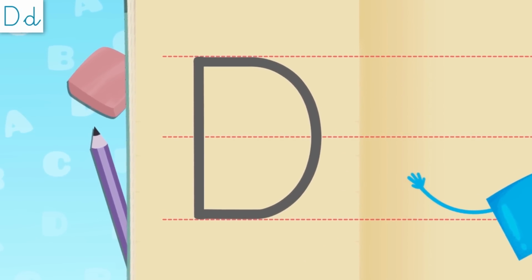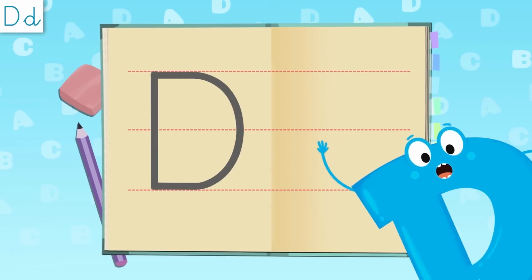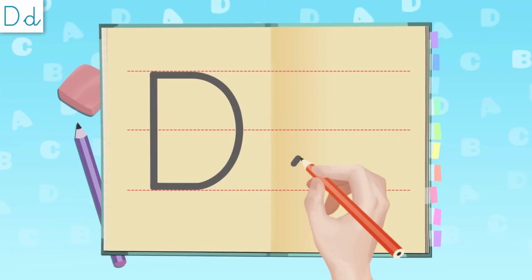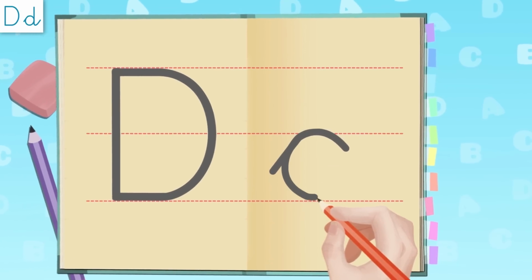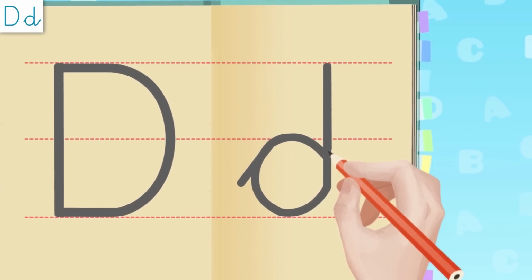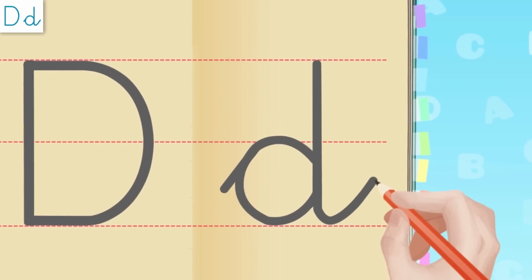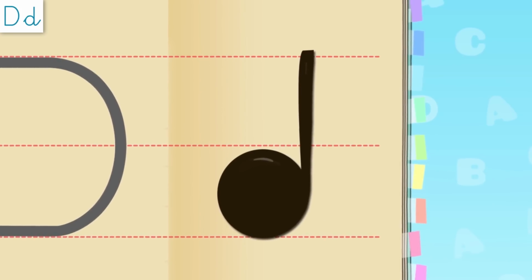Ha! I look like a harp! Now let's try a smaller caps. We start here, curve into a circle. Good, now up. And down and turn a little to the right and done! Now I look like a musical note.